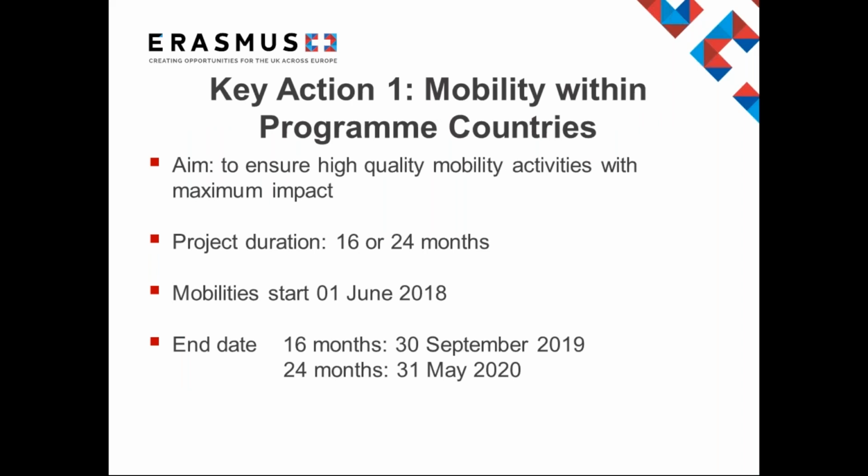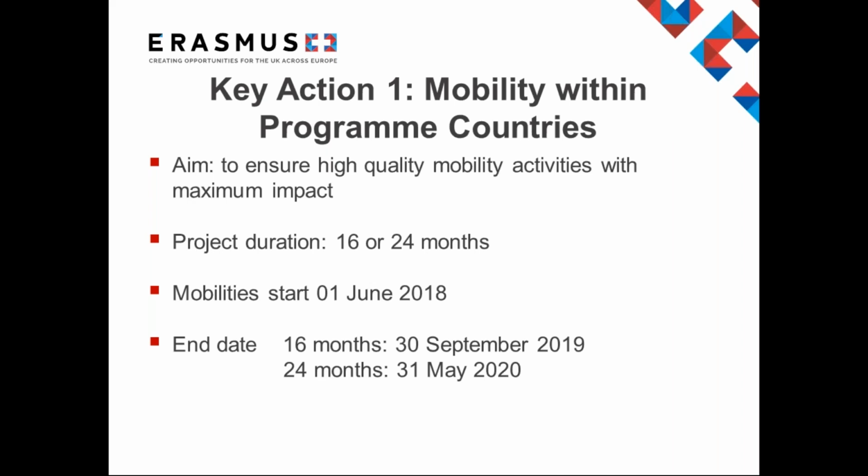So under Key Action 1, the objective or aim is to ensure high quality mobilities with maximum impact. For students, study placement should form part of the student's degree at a short cycle, first cycle, which is bachelor or equivalent, second cycle, which is a master's or equivalent, or a third or doctoral cycle. Staff that are employed by a participant in higher education can also participate in staff teaching or training mobilities.